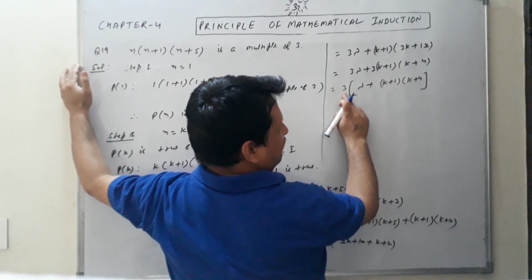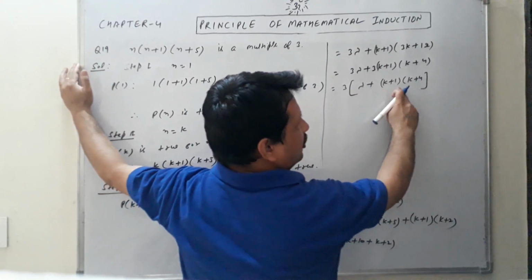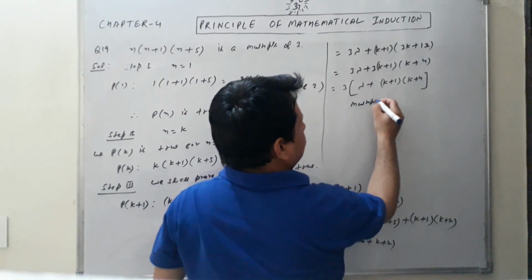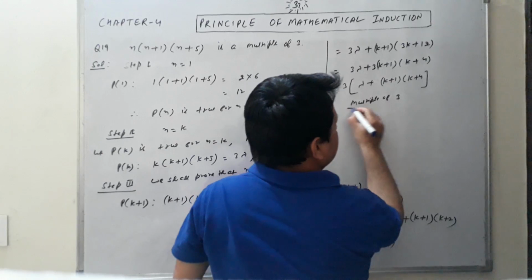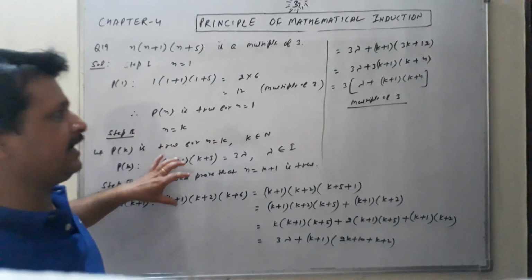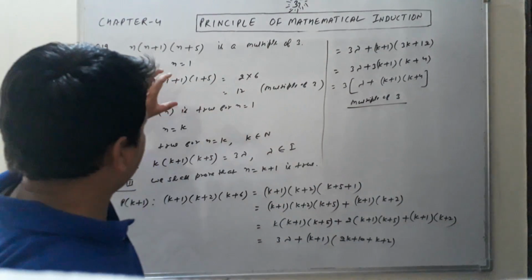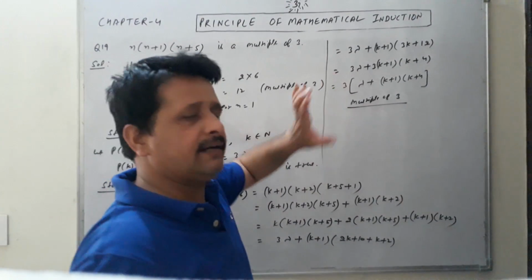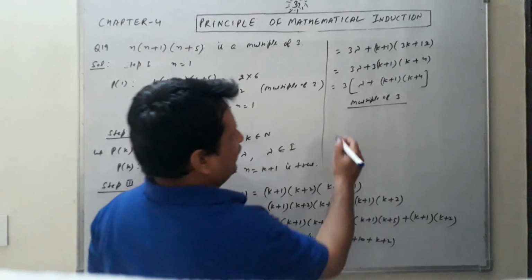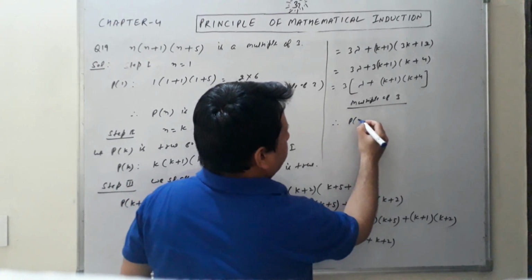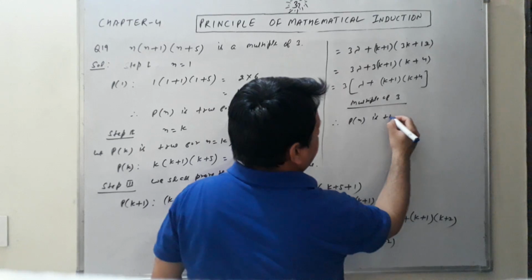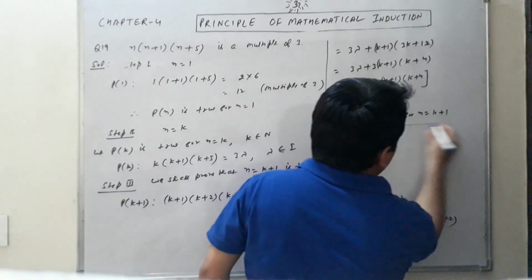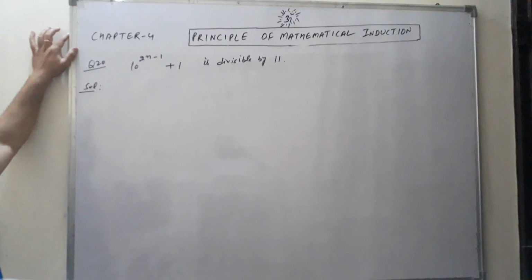Now what we have achieved, that 3 is common there, means this is the multiple of 3. Our target is there. We have to check that in every step, step number 1, step number 2, step number 3, the term that we are getting is the multiple of 3. Therefore, we can say that P of n is true for n equal to k plus 1. This is our solution, students.